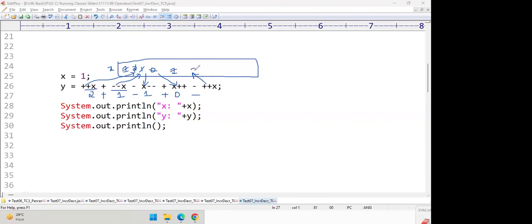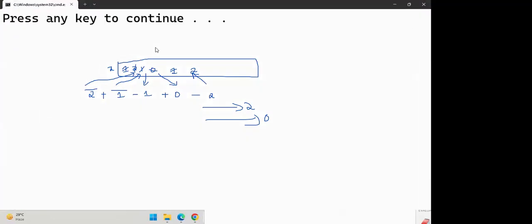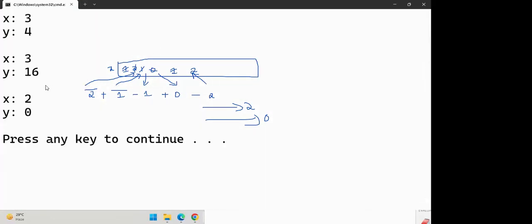2. Read and substitute. What is the x value? 2. Y value? 2 plus 1, 3. Minus 1, 2. Minus 2, 0. Wow, my answer is correct. What about you?